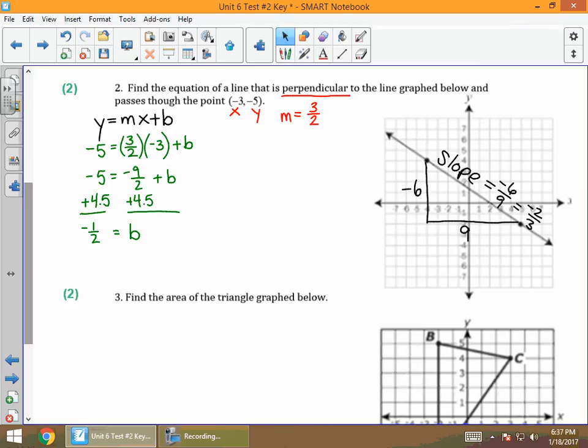So again, this is worth 2 points, one for the m and one for the b. So here's my equation. Y equals, the m value is 3 over 2, x plus the b value, which is negative 1/2. So y equals 3 over 2x minus 1/2. If you add 3 over 2x plus negative 1/2, that's okay as well. Worth 2 points.